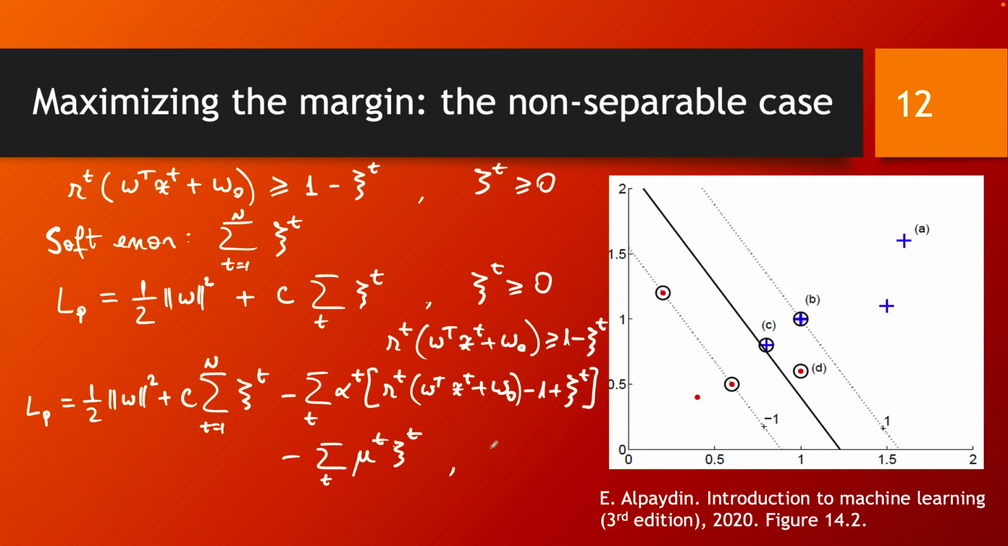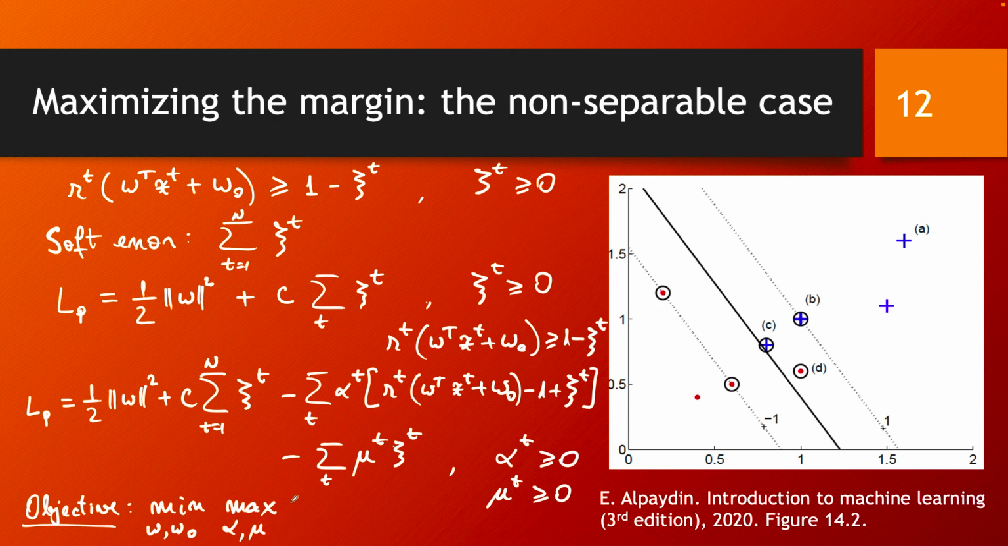And these are Lagrange multipliers, so all of these alpha t have to be greater than or equal to 0, and also mu t have to be greater than or equal to 0. And the objective is to minimize by w and w0, and at the same time it is going to be a maximization. And you can see that it's a maximization with the same argument that we had in the separable case. It's a maximization by alpha and mu for these Lagrange multipliers.